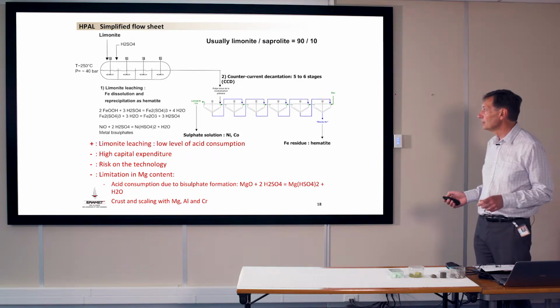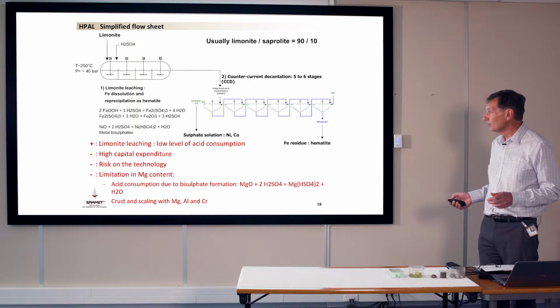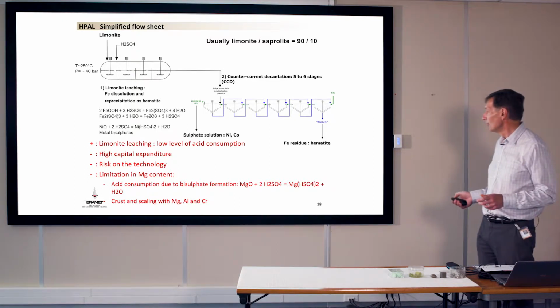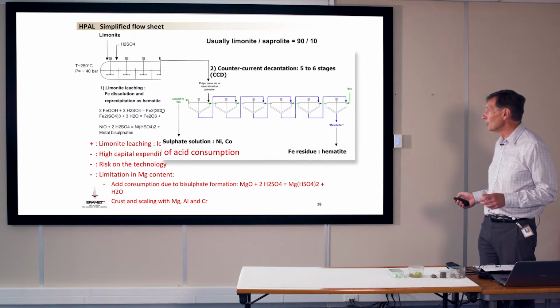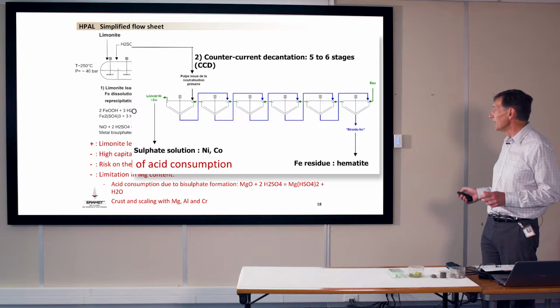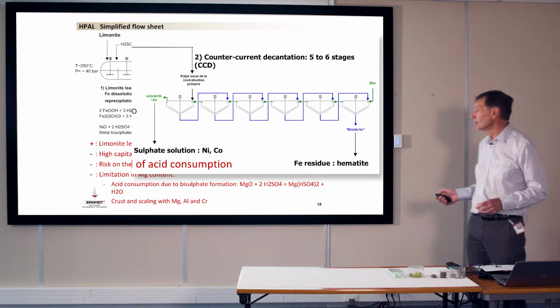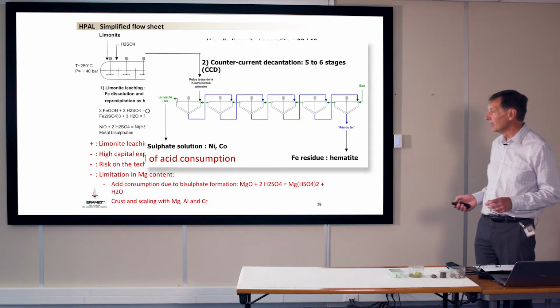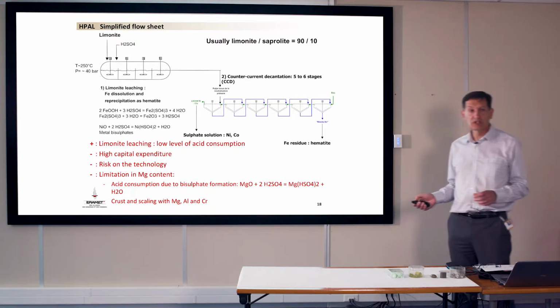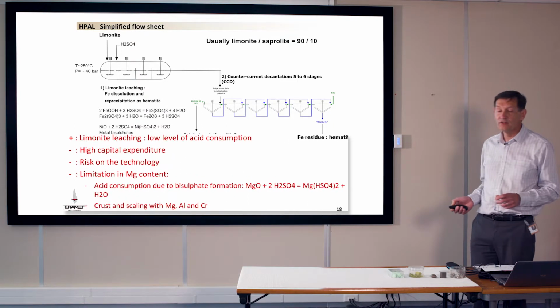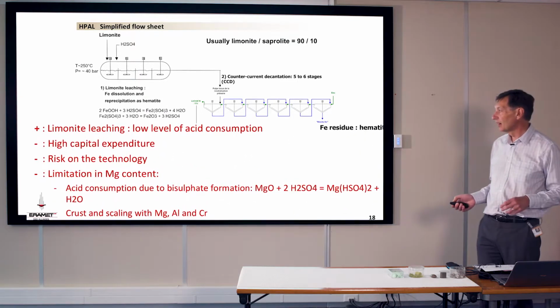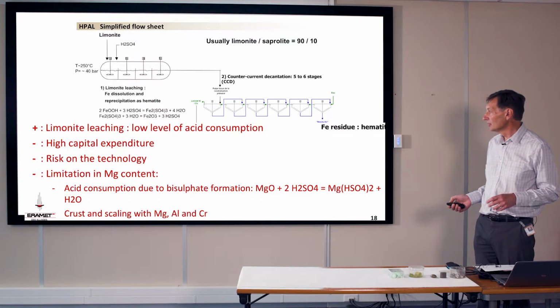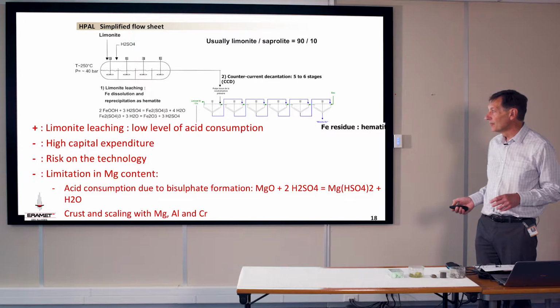After this dissolution, you separate the nickel cobalt sulfate solution from the residue by what we call countercurrent decantation. It's a way to wash the residue and recover all the impregnant solution from the residue, to have a very high nickel cobalt recovery in the leach solution. The main advantage of such processes is a very low level of acid consumption. You will see the figure after the different presentations. But there are some drawbacks of such processes.